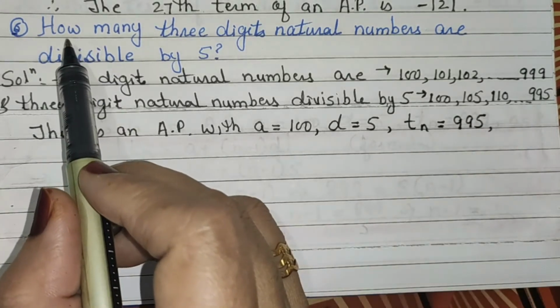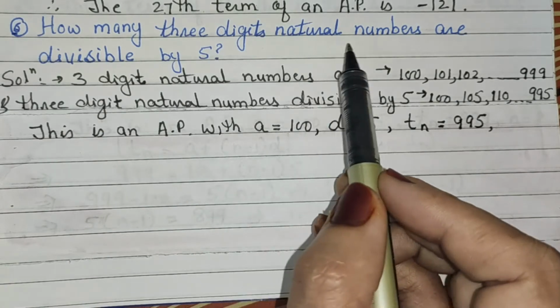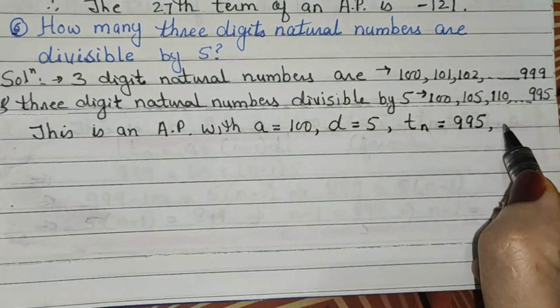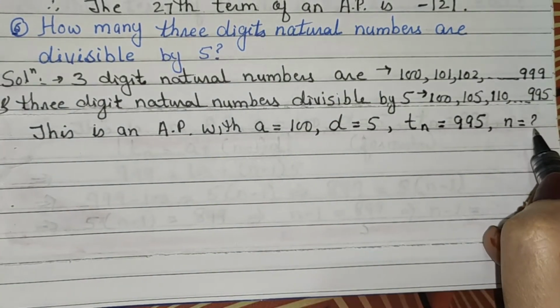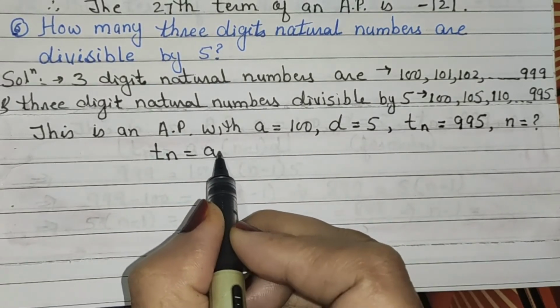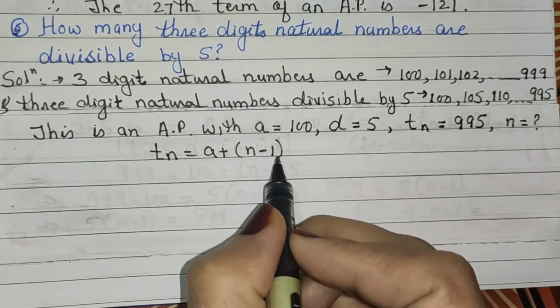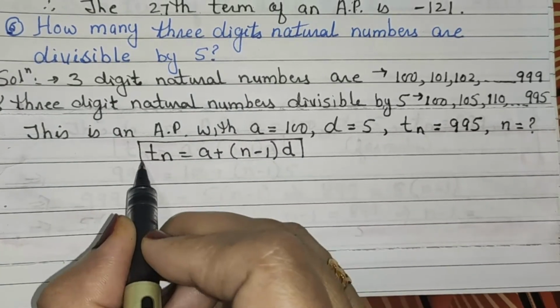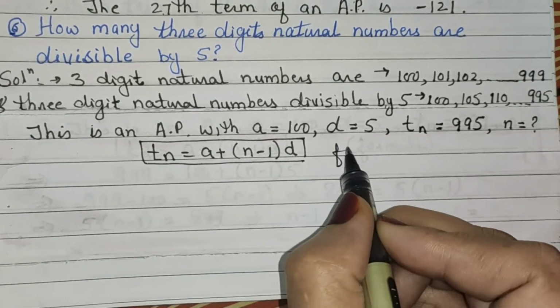Now, read the question. How many 3-digit numbers? Means our aim is to find the value of n. Now, by using formula, Tn is equal to A plus n minus 1 into D. It is the formula. Write down here.